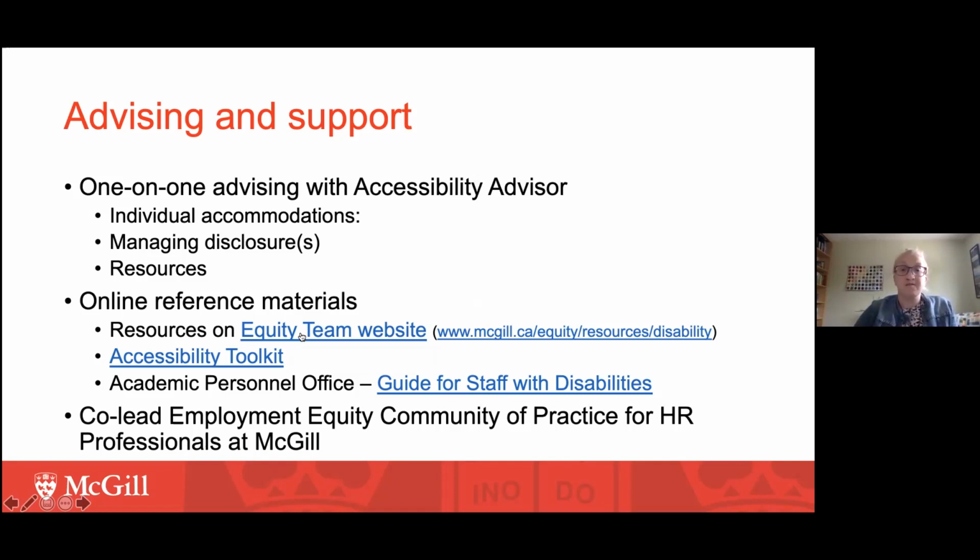And the other thing that I co-lead with my colleague Sarah Pierre, who's the Employment Equity Advisor, is a community of practice for HR professionals at McGill. What we wanted to do was establish almost, we call it a learning community where people who have the responsibility, who are often on the front lines working with their staff, who are usually the first person you think of when you're thinking about who do I go to for support in the workplace is often HR.